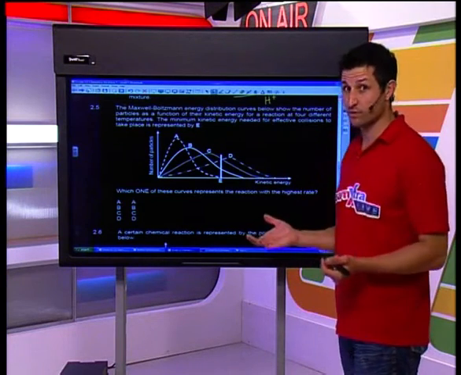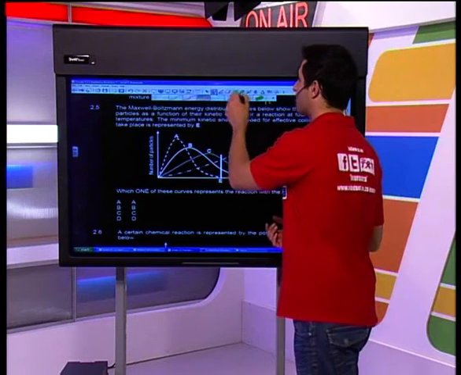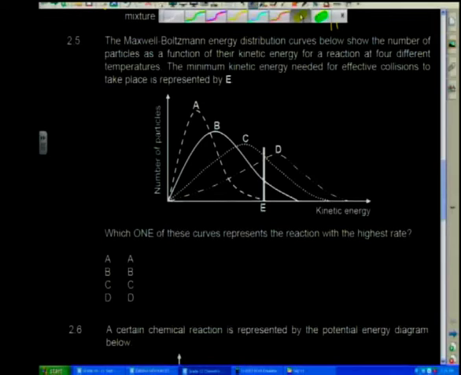Okay, let me explain what we've got in front of us. The Maxwell-Boltzmann curve over here, these energy diagrams. Okay, now they are fairly new to the syllabus. Now, all they tell us is how much of our substance has got the required amount of energy to react.